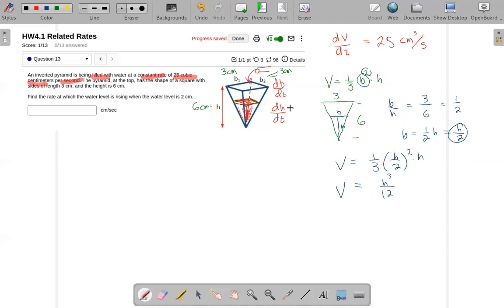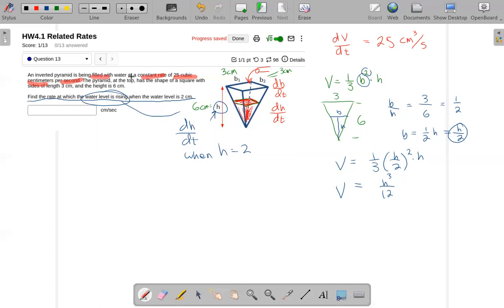Now you might ask, why did you solve for B in terms of H instead of H in terms of B? And my apologies for not mentioning that. My brain read this before I read it out loud. Right now, find the rate at which the water level is rising. Okay, so they're saying water level is rising. So they want to know that rate. So they want to know what's dH/dt here when the height is equal to 2. So that's why I solved for B in terms of H here.